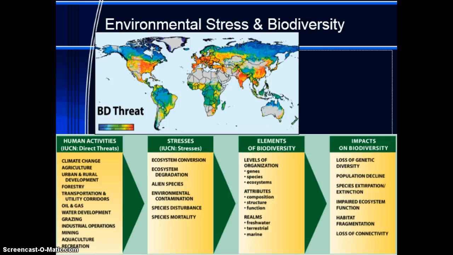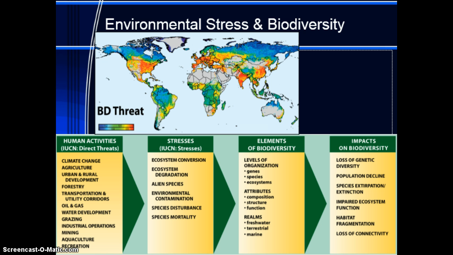And there's lots of different ways that humans put stresses on the areas that they live in. You can see the highest biodiversity threat areas here are the ones in red. Most of them are in very high population centers, and that is not a coincidence. It's because of all the things that we do in these places that reduces the biodiversity significantly.